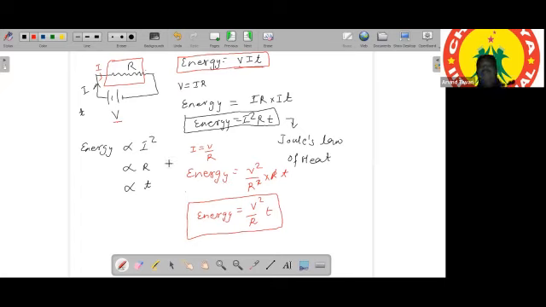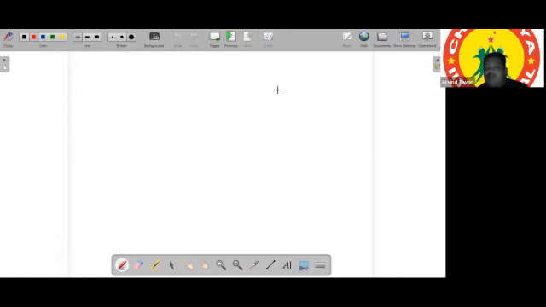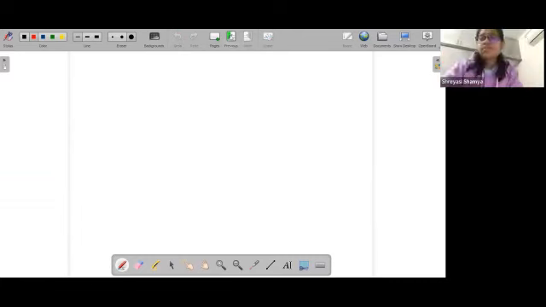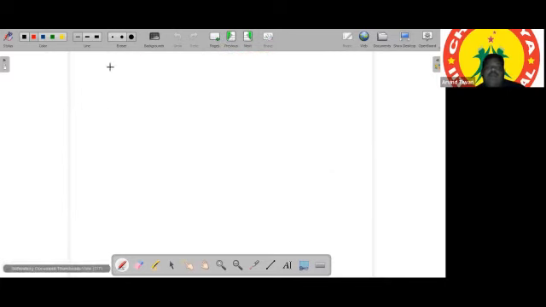Okay, let's see some of the questions where we can apply these formulas. Let's see if you are able to get them. I hope all three formulas are clear to everyone. Yes sir. Okay, now I'm adding one more small thing, and then we will move on to the questions. That small thing is power.